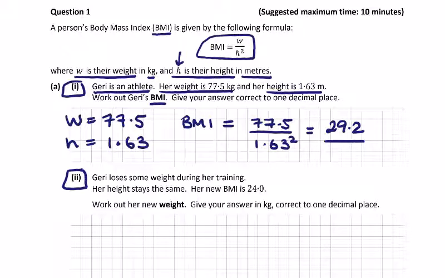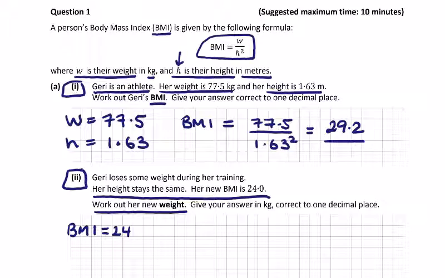Jerry loses some weight during her training. Her height stays the same and her new BMI is 24. Write that down. BMI equals 24. It's one of these classics to work out her new weight. So BMI is again weight over H squared. 24 is equal to weight, the unknown, divided by, well, her height hasn't changed, 1.63 squared.